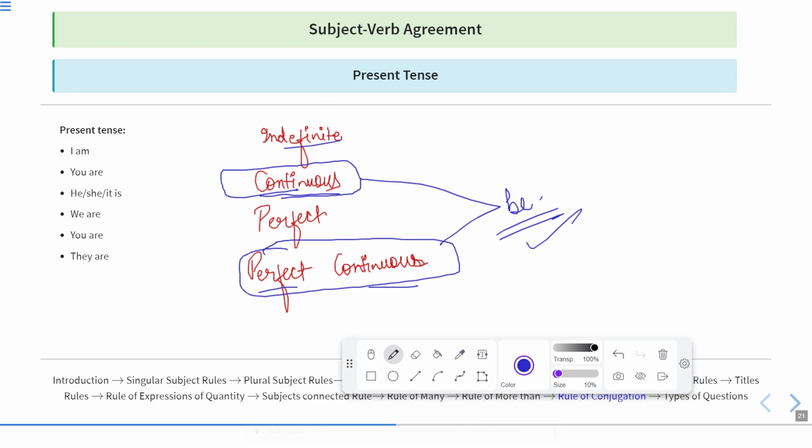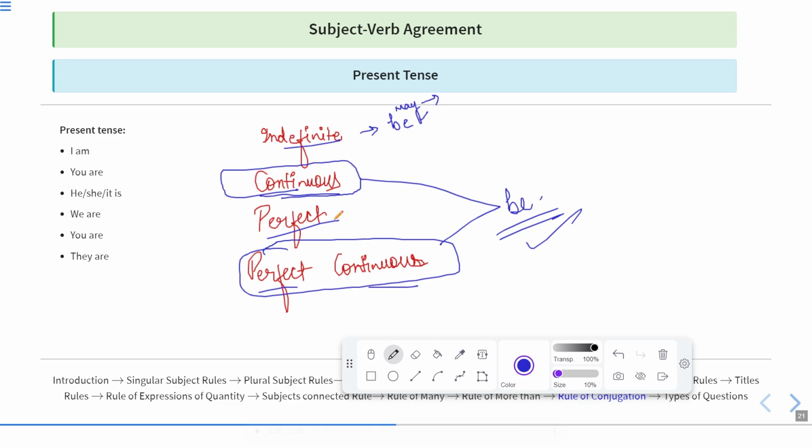However, if we talk about the indefinite form, we can make simple sentences where we have the subject, then be form, and then the complement. So here, be can be present, maybe in some sentences it may contain the form of be. However, perfect sentences do not contain be form. Okay, so all the other parts like continuous and perfect continuous contain be. Indefinite only contains be when we have the structure of subject plus be form plus complement.